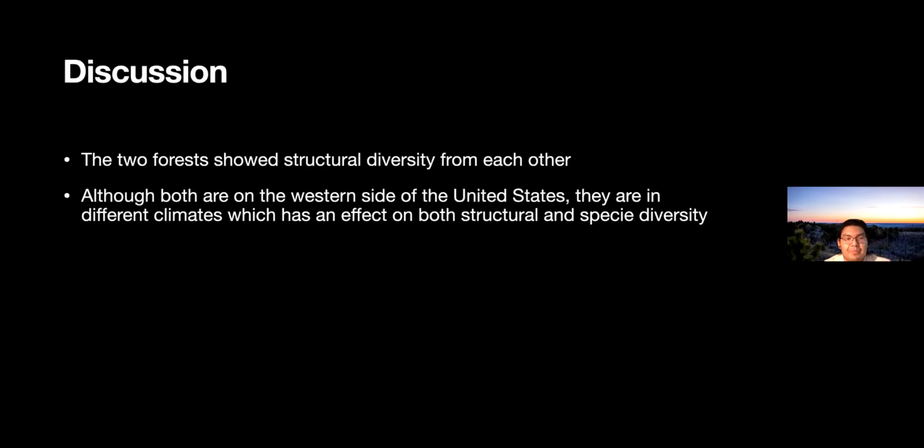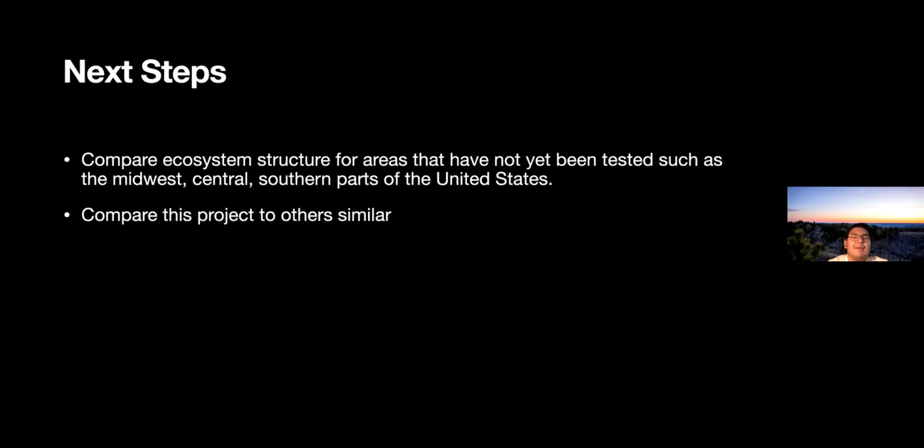And so the two forests showed structural diversity from each other, and being that they're both on the western side of the United States, they're in different climates, which has an effect on both species and structural diversity for these two. But I would like to compare these two to others that are in the same region, or maybe compare it to the project that we used as a guideline and a reference.